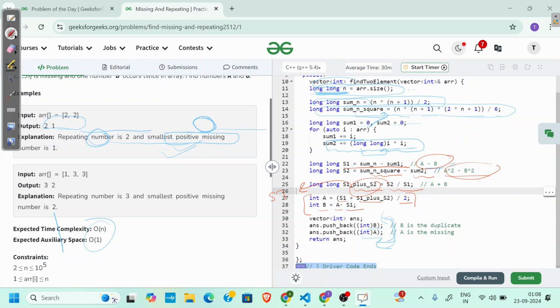So this is a and b, our solution, and we are pushing this because we want to push the duplicate first and then the missing one. I have typecasted it, because if you take long here, just typecast it and return. So this is the complete solution.